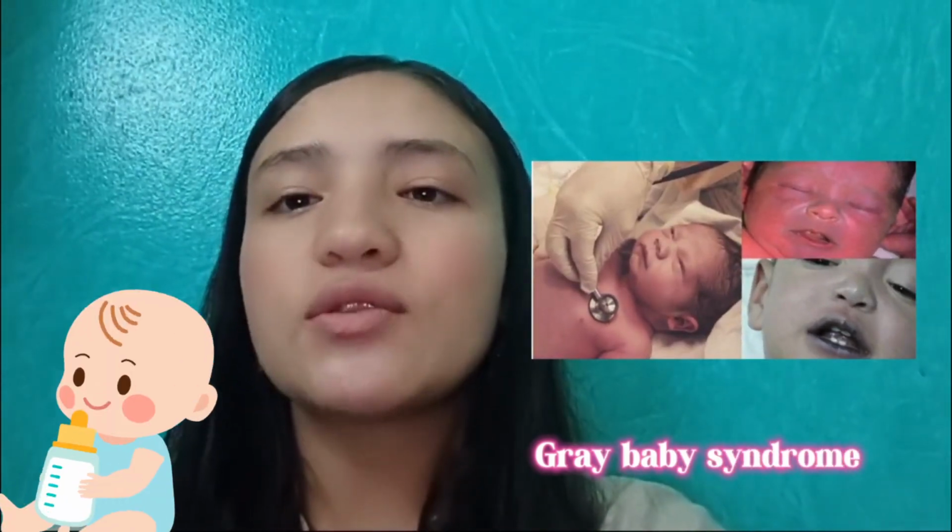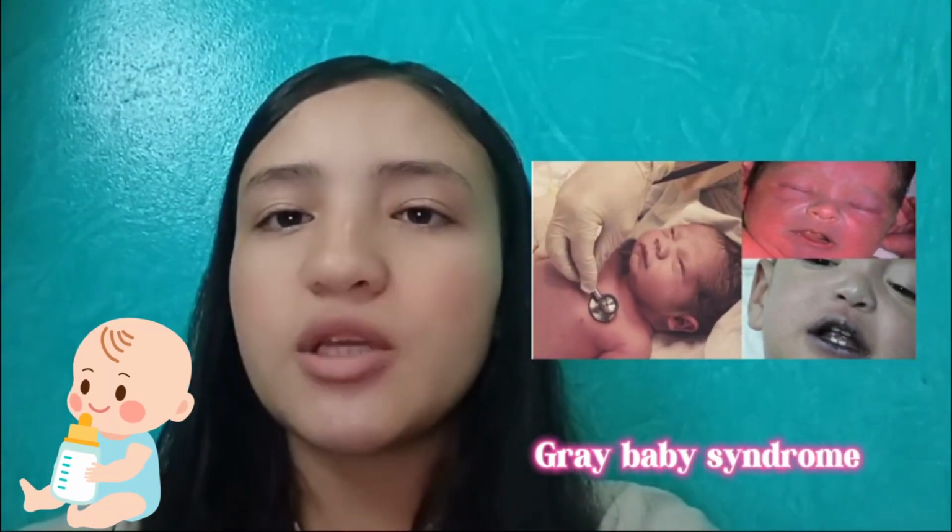Another condition we should cover is gray baby syndrome. It's a serious condition in newborns, especially premature infants, caused by the antibiotic chloramphenicol. These babies have immature livers that can't metabolize the drug, leading to toxic levels. Symptoms include gray skin discoloration, low blood pressure, vomiting, and respiratory distress.